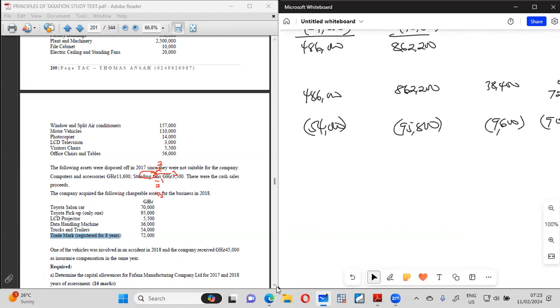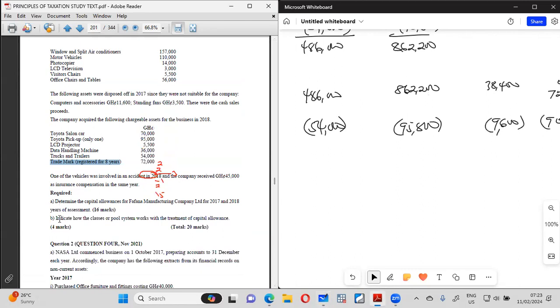It says, what is the B part? Indicate how the pool system works. Of course, we learned how the pool system works, where you put them in the pool and each asset loses its identity. Class 1 to 3 follows the pool system whereby you add, all right, but from class 4 and 5, you create their own separate pools for each addition. If an asset is added into the pool, it loses its identity.